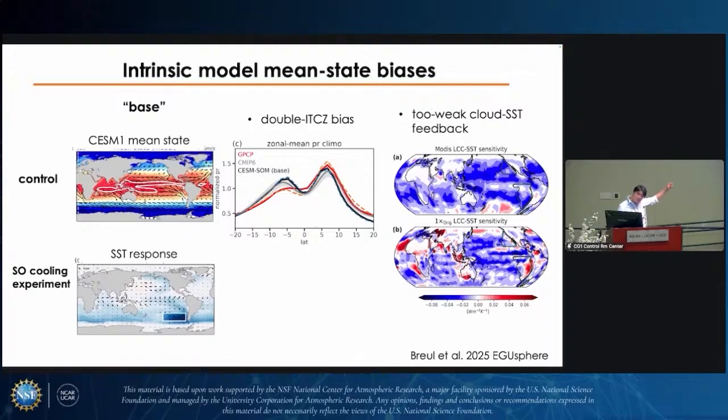So what I'm going to do with this model is, in addition to this base set of simulations involving a control run and a Southern Ocean cooling experiment, provide two additional sets of simulations, also involving a control and experiment. Except in the control, I'm going to do some modifications to address each of these ITCZ or cloud feedback biases, so we can assess how this process changes or influences the Southern Ocean teleconnection response.